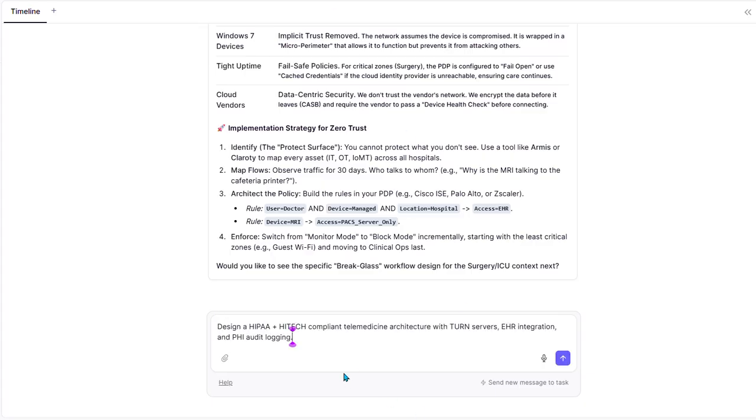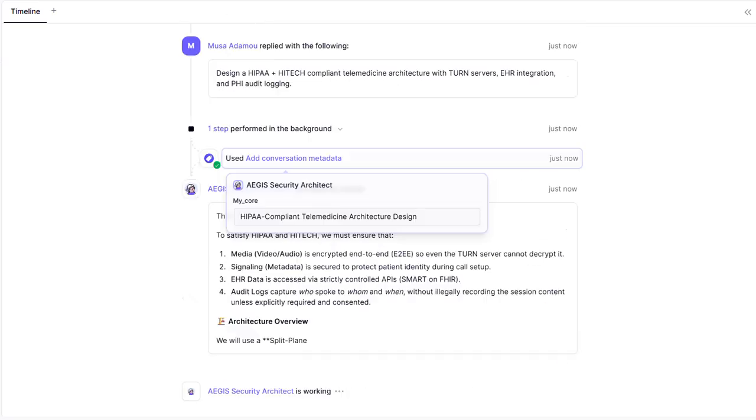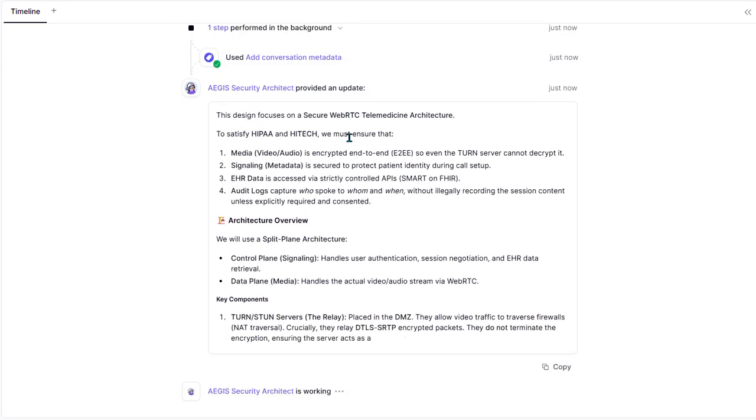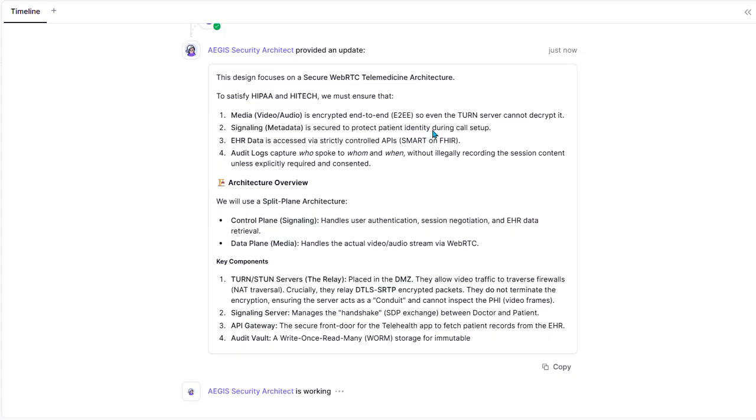In this next step right now, we are designing. Design a HIPAA HITECH compliant telemedicine architecture with TURN servers, EHR integration, and PHI audit logic. We are designing now in this case. So when we design, we are going to view our design in this section. Now let's put it in. Go. So the design is going on.